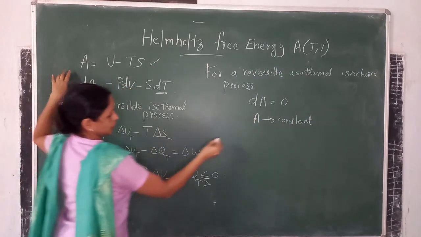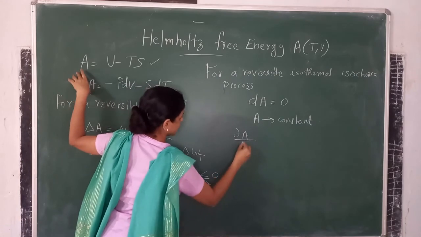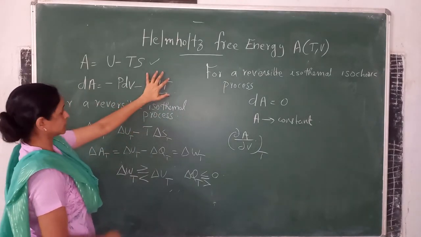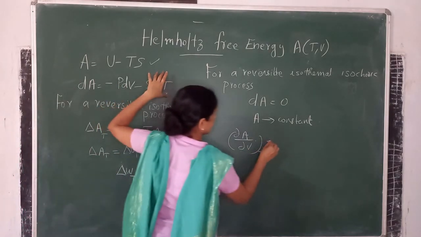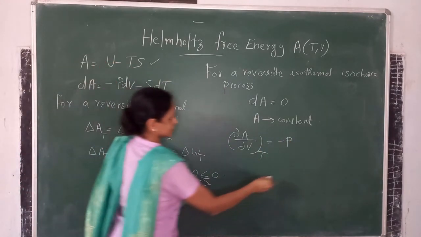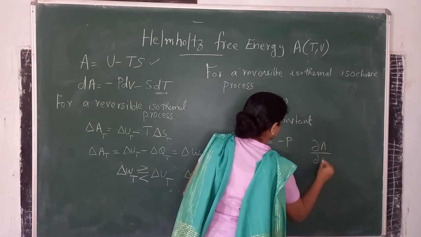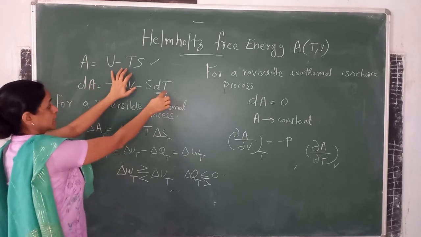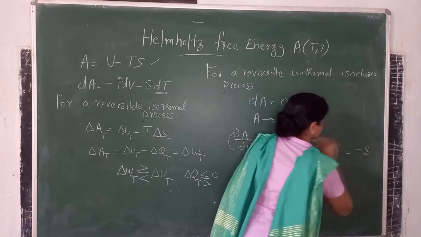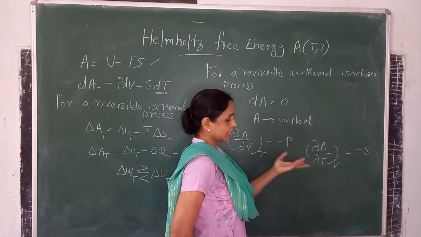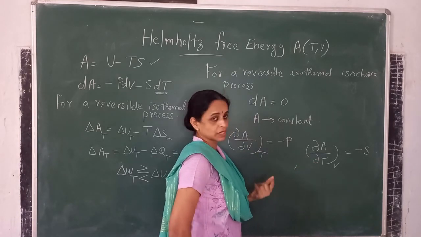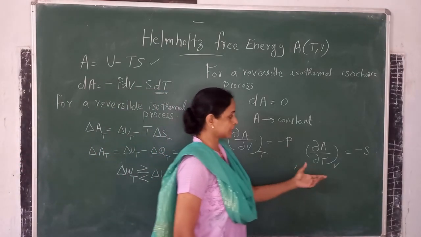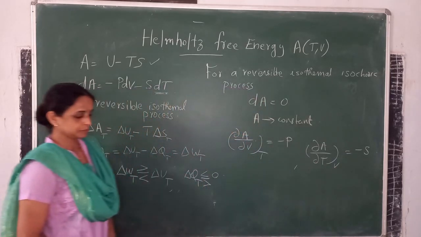From this equation we can write the partial derivative of A with respect to V at constant T, equal to minus P. Similarly, the partial derivative of A with respect to T at constant V is equal to minus S. This function depends on V and T, and it may also depend on other thermodynamic variables, which we can write later. That's all about Helmholtz free energy.